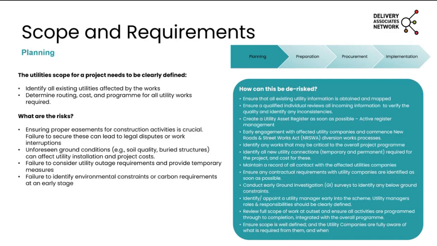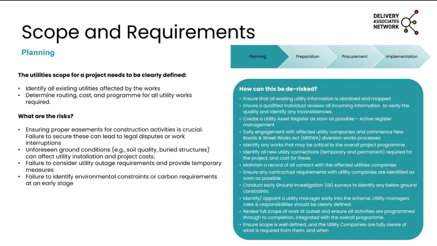Next, talk about creating a utility asset register. So this is effectively a list of every affected utility within the working area. We're working on how we can create these registers automatically, so automating them. But that's basically a register of what the asset is, who owns it, is it overhead, is it underground, what size is it, what voltage is it, what pressure is it, etc.